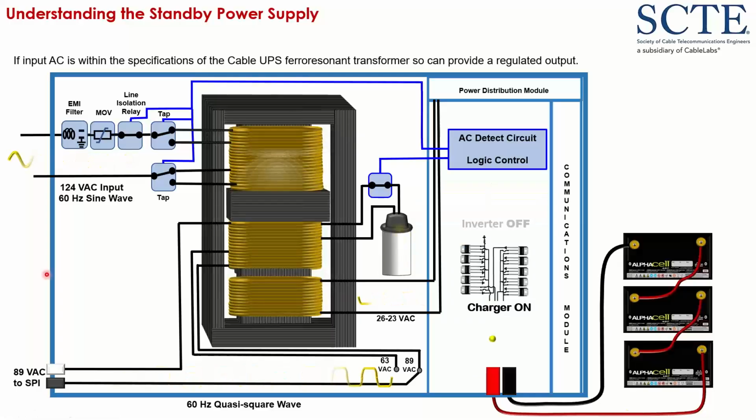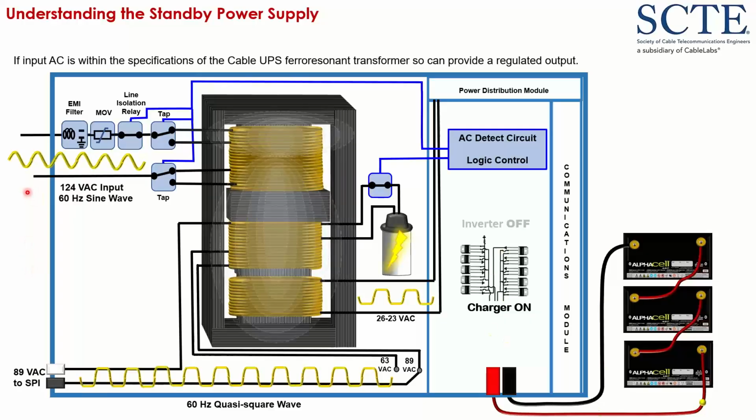All right. So on the screen here, I'll run through this quickly. This is just a ferro-resonant transformer in a power supply, just to give you an idea of how things work. In this case, I have 124 volts AC flowing into my power supply. It's going through an electromagnetic interference filter. It goes through a MOV board. MOV stands for metal oxide varistor. That's a surge protector. Then into the line isolation relay that's connected to the brain of the power supply.